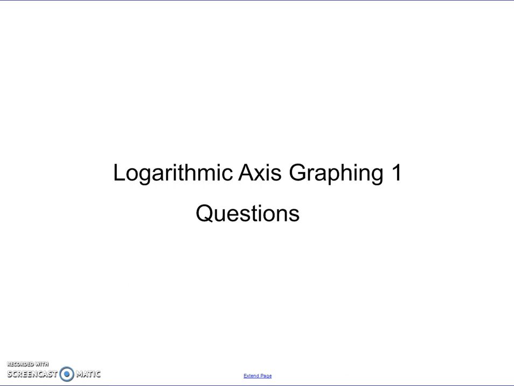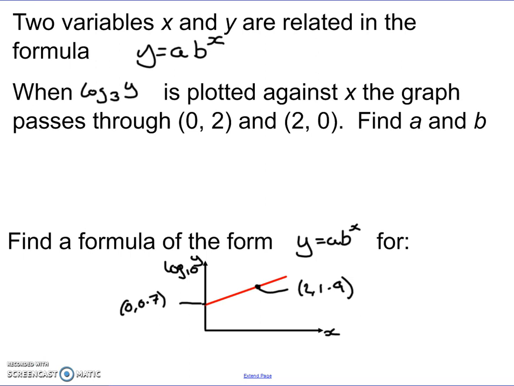So here you go, here are the questions. First one, two variables x and y are related by the formula y equals ab to the power of x. When log to the base 3 of y is plotted against x, the graph passes through the points (0, 2) and (2, 0). Find the values of a and b.